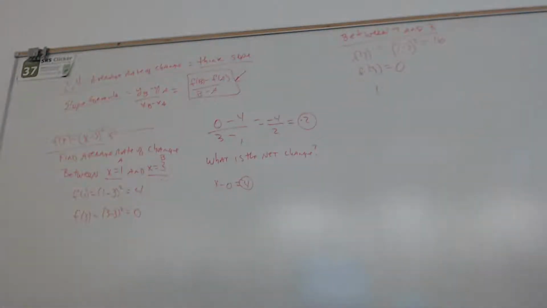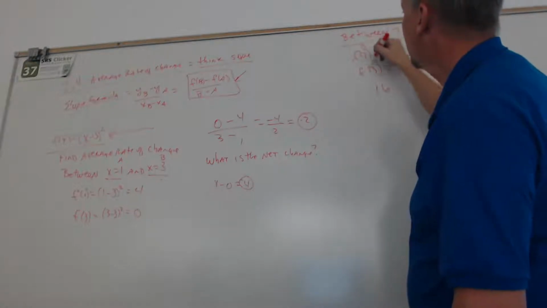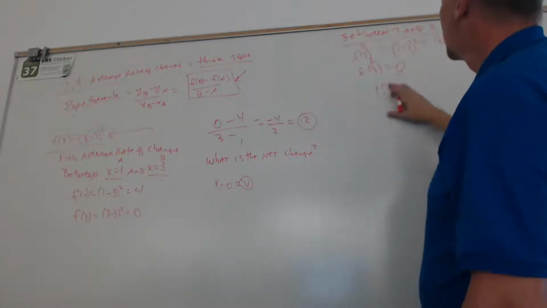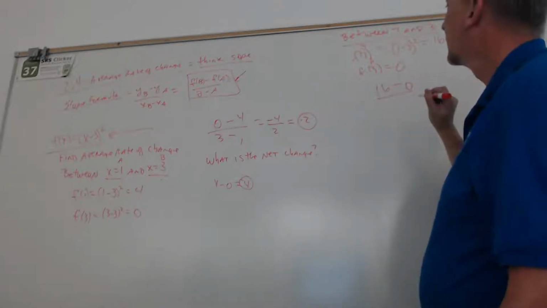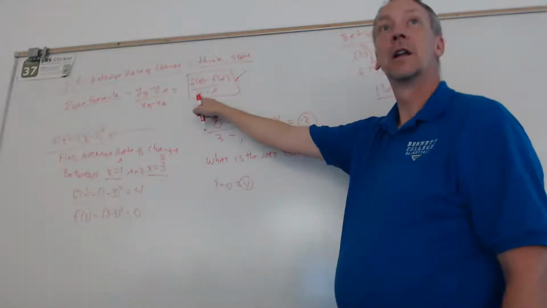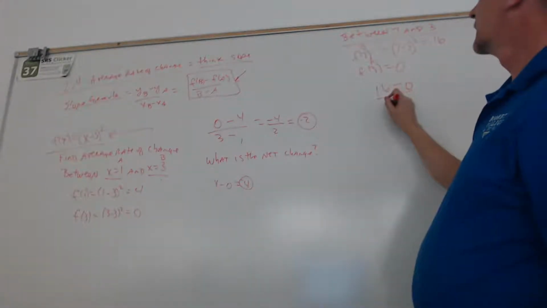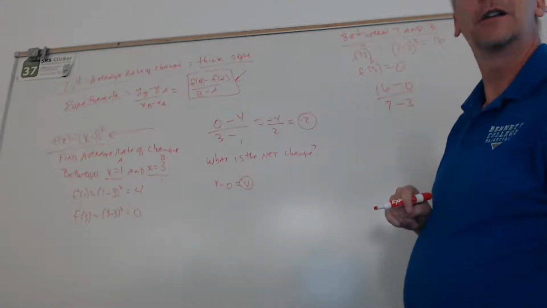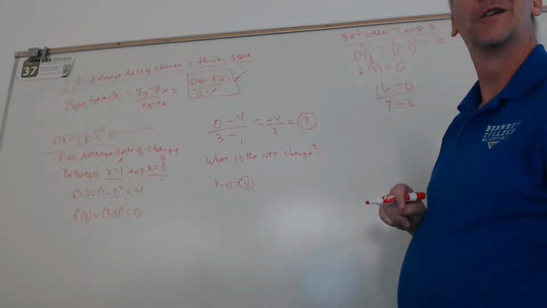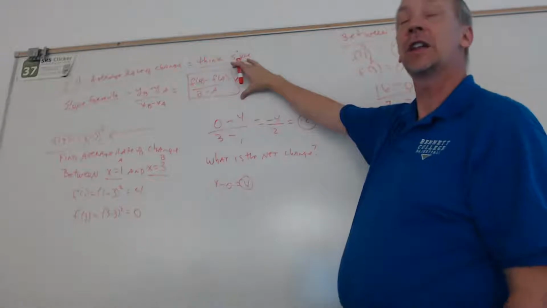I heard the answer, but I want Steven to answer it. 16 minus 0, right? So you're saying this is your B and this is your A, right? So 16 minus 0 over, what's B? B is 8. 7 minus 3. Yes. Are you sure you know what you're doing? No, I'm not. Okay, I'm trying to help you to know. Does this make sense? This is your average rate of change. Think of it as just the slope.